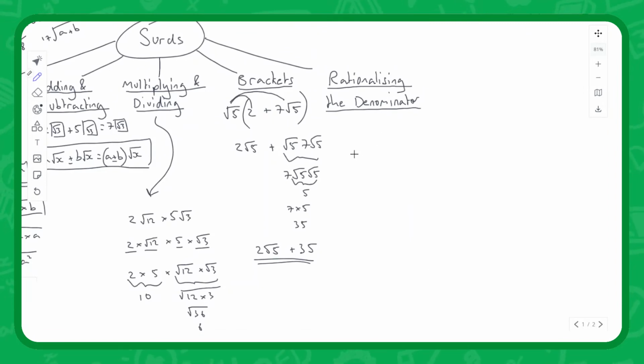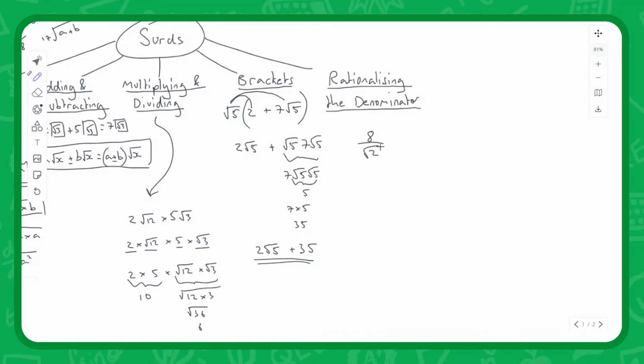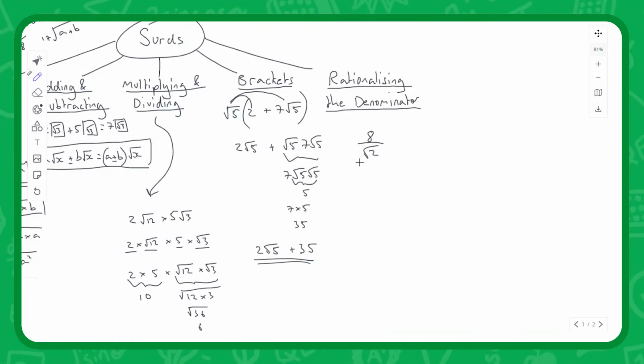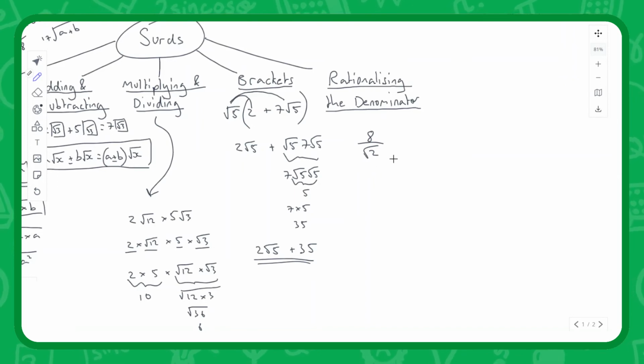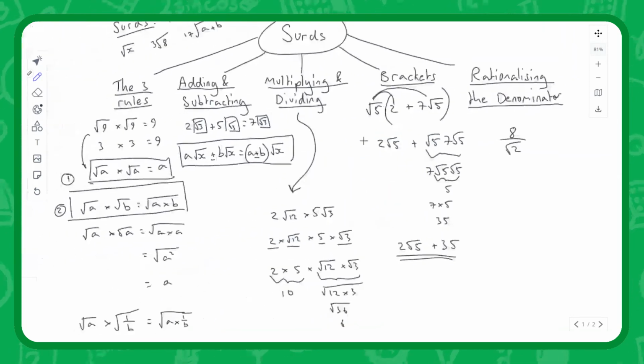Let's say we've got 8 over root 2. By rationalizing, what we mean is we want to get rid of this root sign. We don't want to have any roots in our denominator if we can avoid it. So what we're going to do is use a trick. We're going to use the exact same first rule.